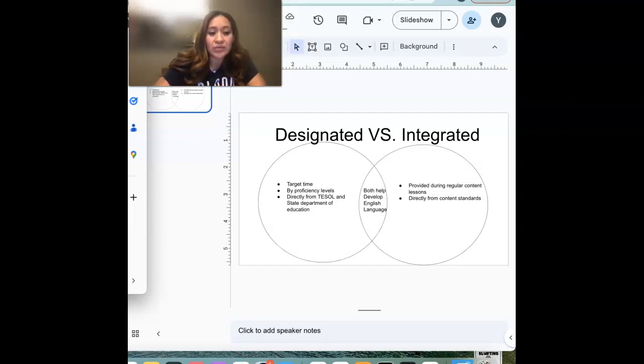Some ways to use integrated ELD model in teaching include the teaching of new content, new vocabulary in all subject areas, and using SDAIE strategies also to support building content knowledge and academic language is how we will see integrated ELD model in the instruction.